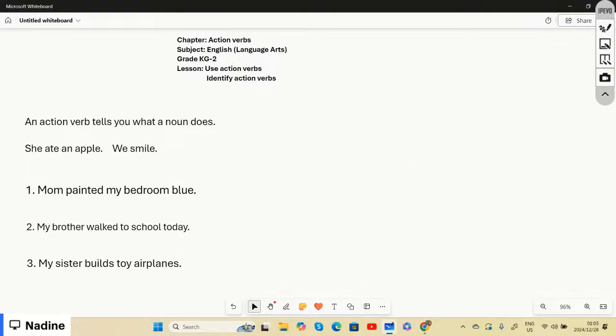And if we look at an example of an action verb, it says, she ate an apple. So she ate an apple, right? And if we were to identify the action that tells us what she did, then we can say ate. Because what did she do? She ate an apple.